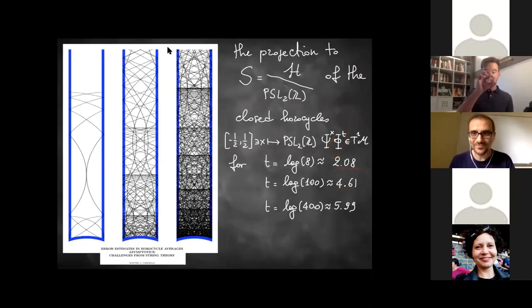So I start at height one, I push it with the geodesic flow for time T equal to 2, T equal to 4, T equal to 6, and the horocycle gets long very fast. You can see there that it gets very long.